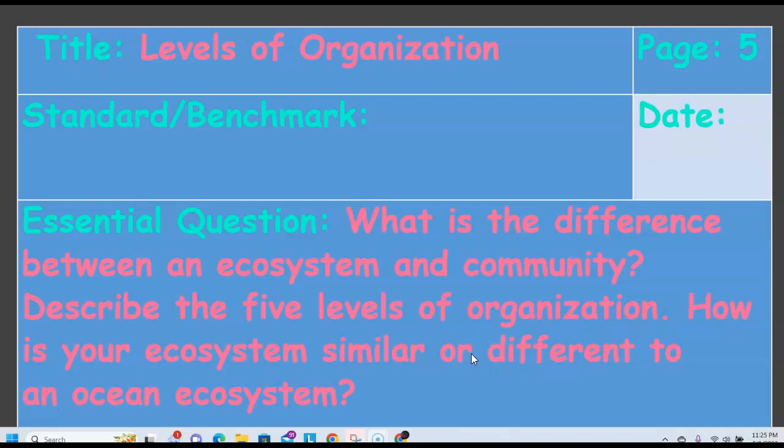All right, so now we're going to start the ecology unit. To start off the ecology unit, we're going to look at levels of organization, which should look kind of familiar to what we did in cells with the level of organization of cells, because we started with cells, the smallest thing.